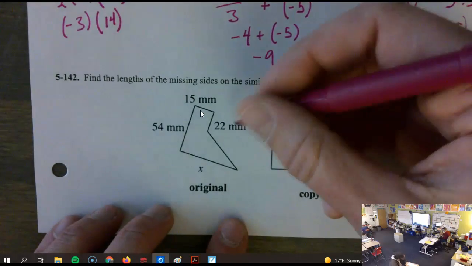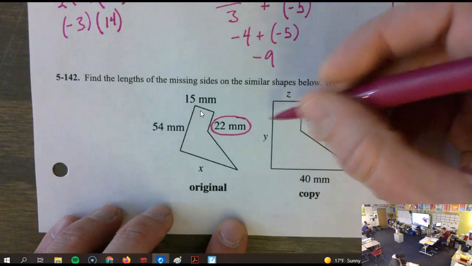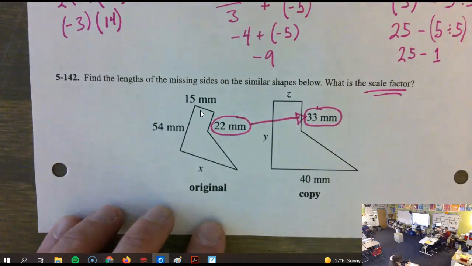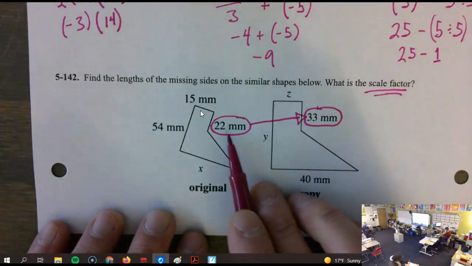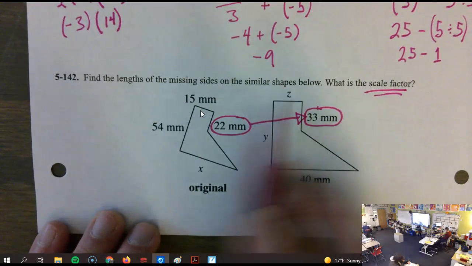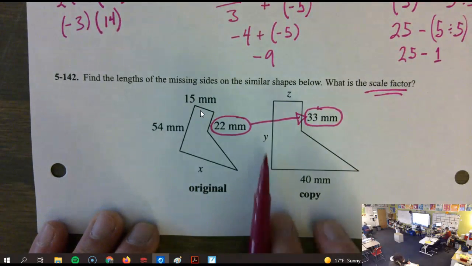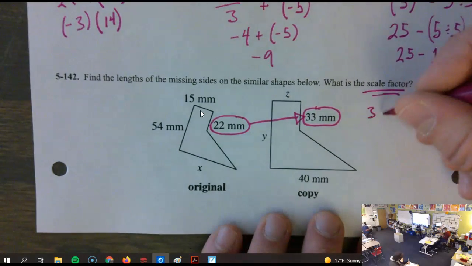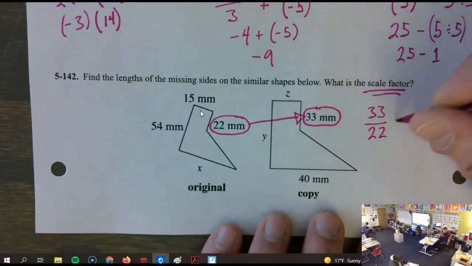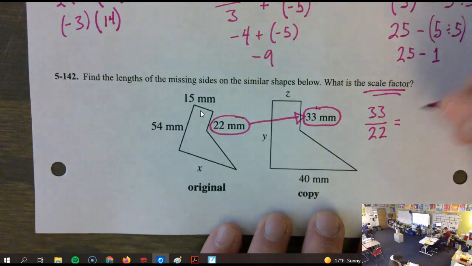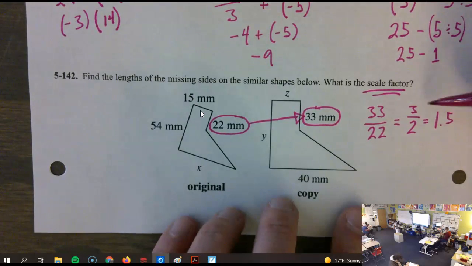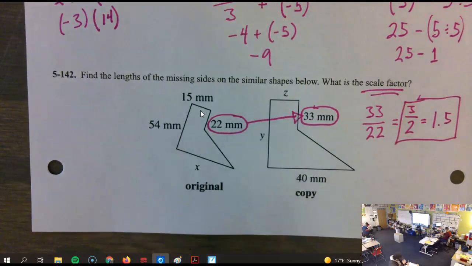So this is interesting, and actually it tripped up my Math 8 kids too, because I gave them the same question. Because Math 7 and Math 8 is not that different. So the 22 goes to the 33, and that's really the only corresponding set that I have, because all of the other ones have a variable. If I compare 33 to 22, what's that fraction reduced to? 3 over 2, or the decimal 1.5. So your scale factor, you could say it's 3 over 2, or you could say it's 1.5.